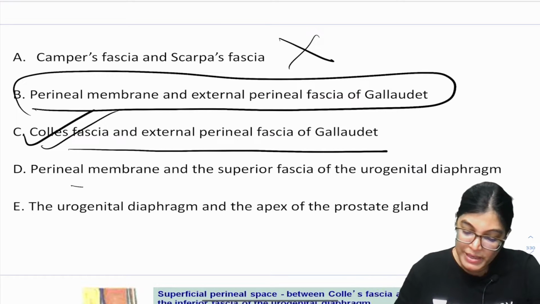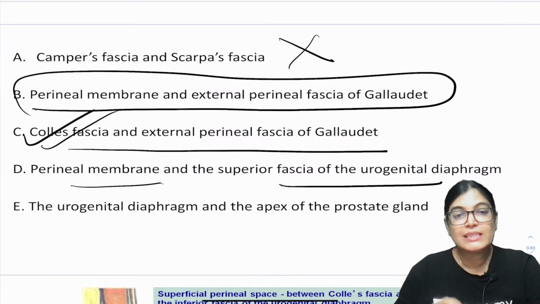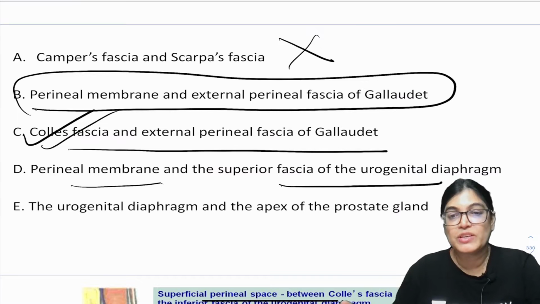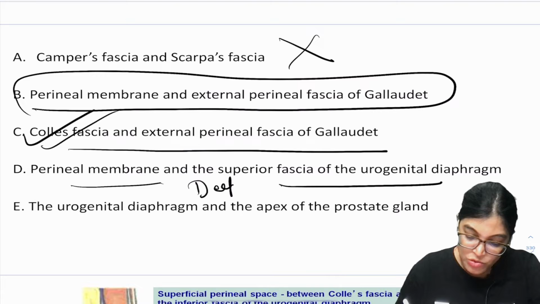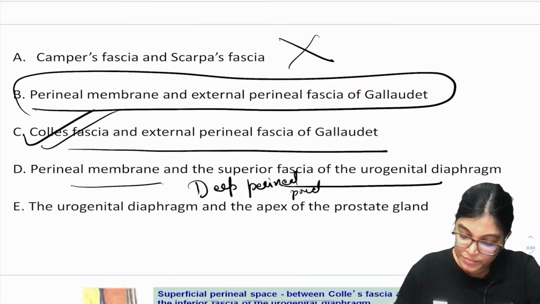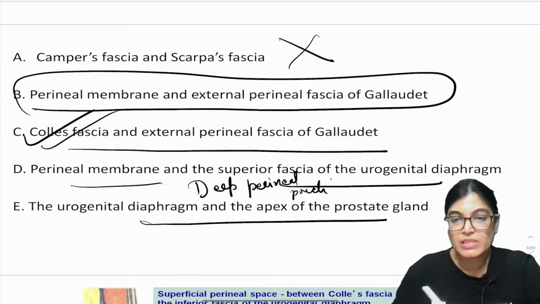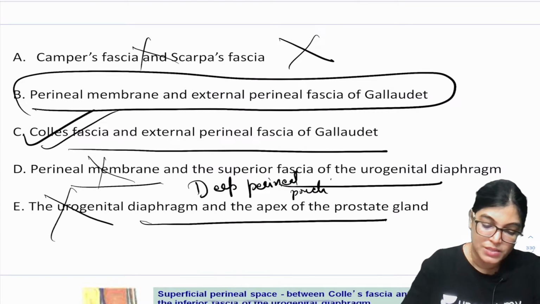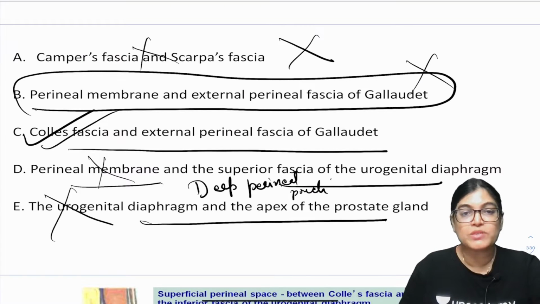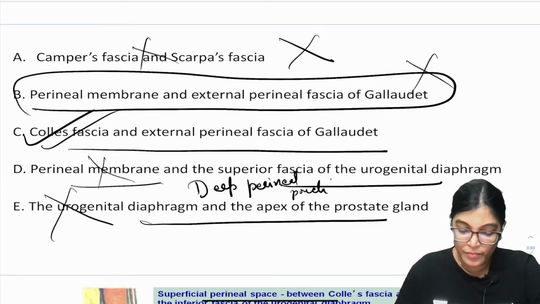D option, perineal membrane and superior. This is not. Actually, perineal membrane and superficial fascia of urogenital diaphragm. We will talk about this. This is containing deep perineal pouch. This is the boundary for deep perineal pouch. Okay. So urogenital diaphragm and apex of prostate gland, it is not containing any kind of space, so it is not the correct answer. So all other options are perfectly wrong except the option C, which is the correct answer.